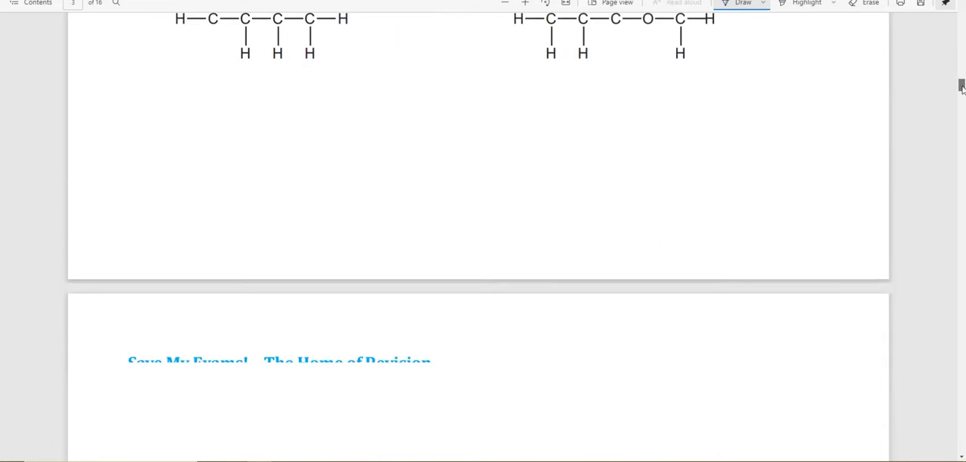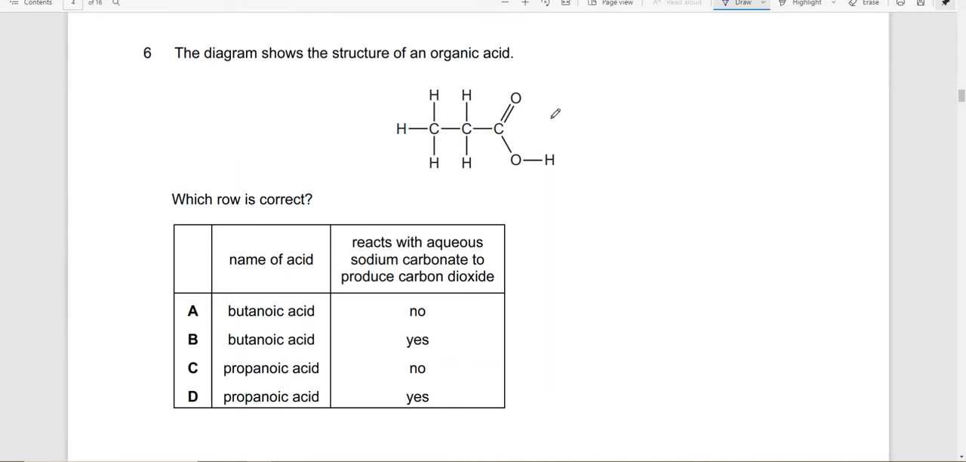This is from macromolecules. Let's move on. The diagram shows the structure of an organic acid. Which acid is it? A 3 carbon atom acid, which is called propanoic acid. Which row is correct? Does it react with aqueous sodium carbonate to produce carbon dioxide? Yes, it will. All the acids react with metal carbonates to produce carbon dioxide. So it will be propanoic acid and a yes.